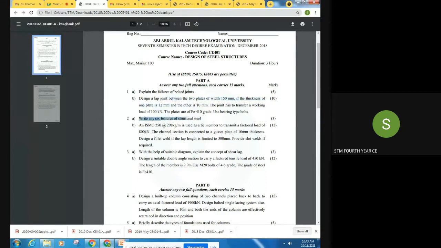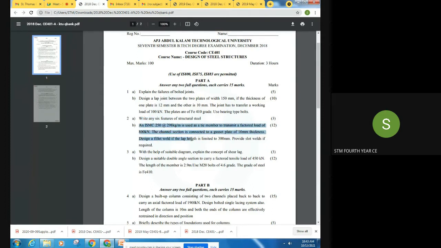And write any 6 features of structural steel. For 3 marks you can write. I hope you can write the features of structural steel. Structural steel is nothing but mild steel used for the purpose of providing structural functions, just like the functions which are not provided in reinforced cement concrete. Okay, in reinforced cement concrete, we should not use this type of structural steel. Here, in the case of sections, steel sections, angle section, channel section, etc., for that purpose only we are using this structural steel.